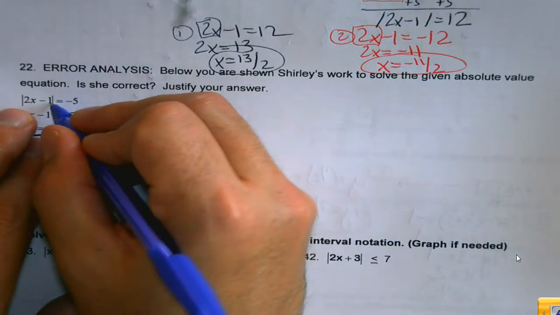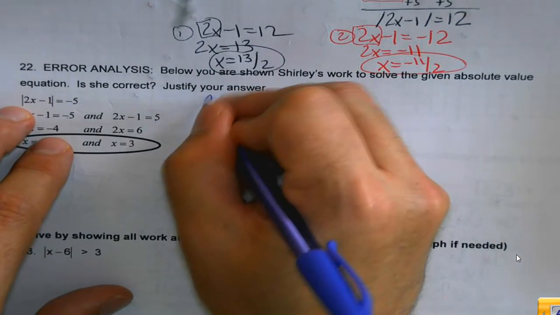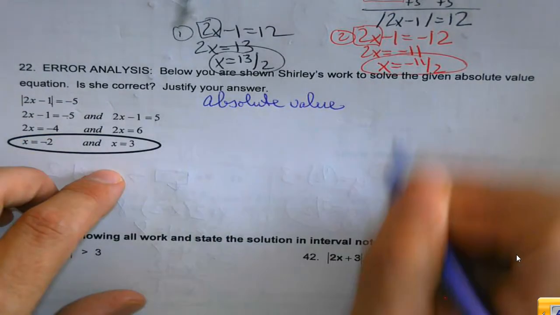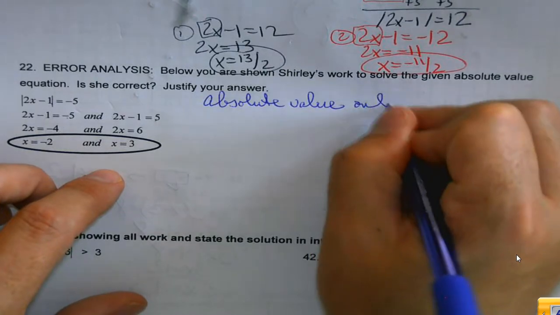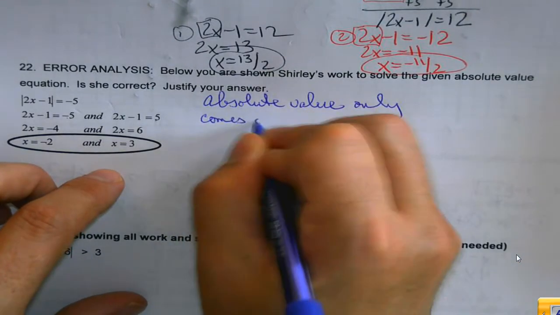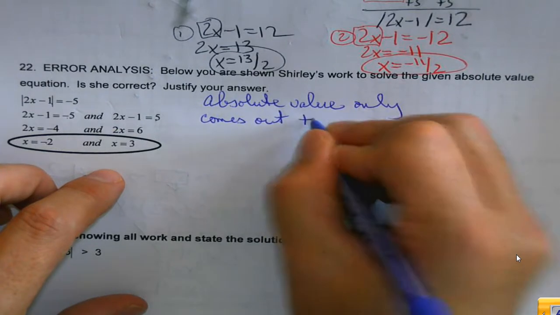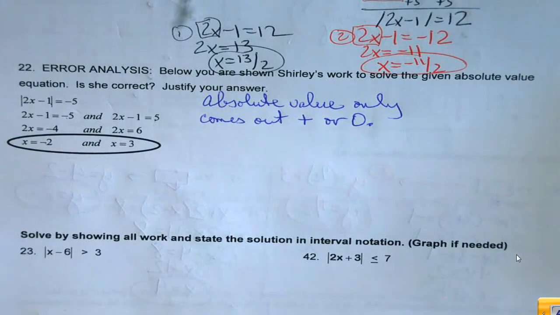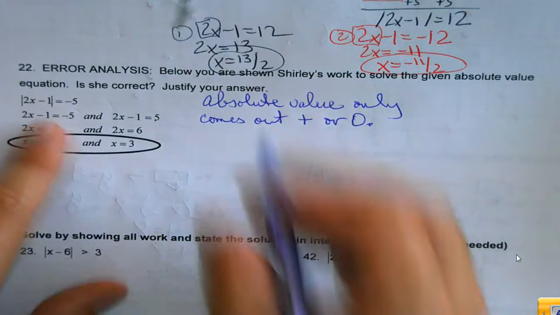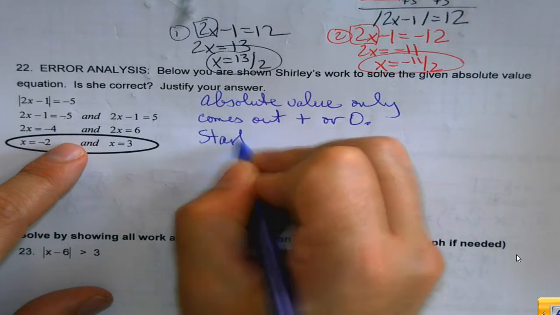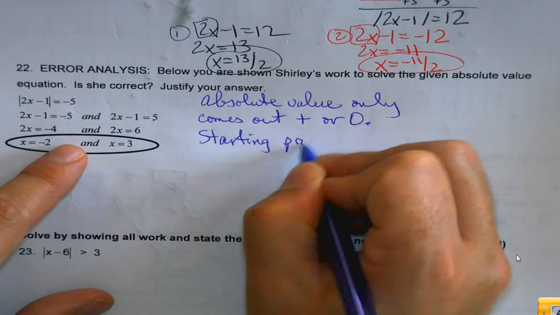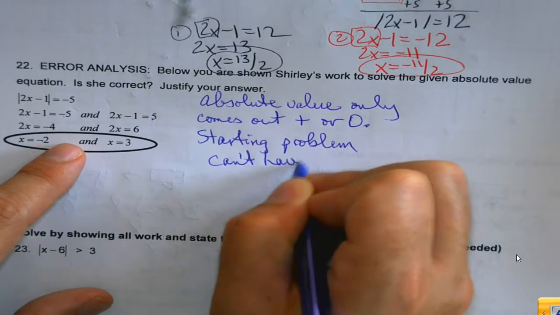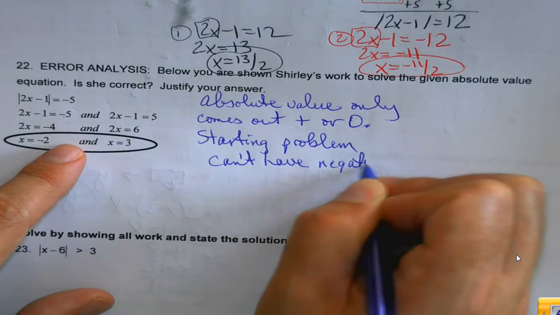When we have absolute value problems at the beginning, we know that absolute value only comes out positive or 0. Even though we put that negative as the second one, it's not with the absolute value. So you even could have said something like your starting problem can't have a negative answer, okay?